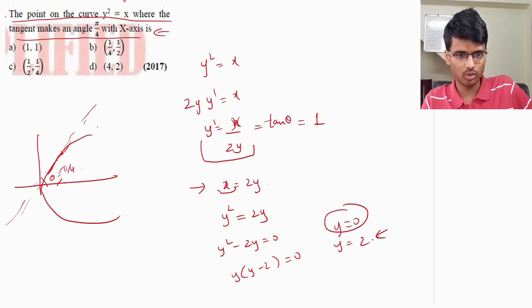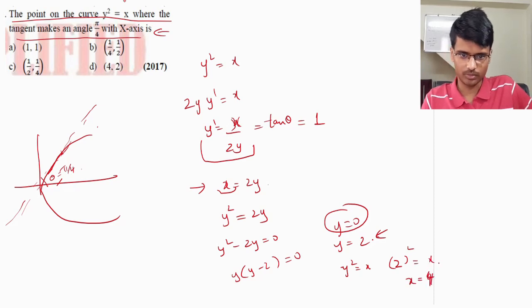At y equal to 2, what is my x? I can just find that out, right? y square equal to x. So at y equal to 2, 2 square is x. So x is equal to 4.